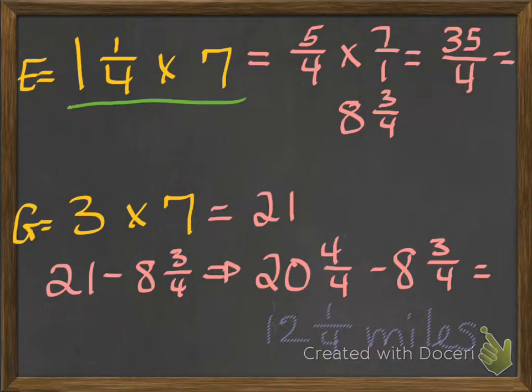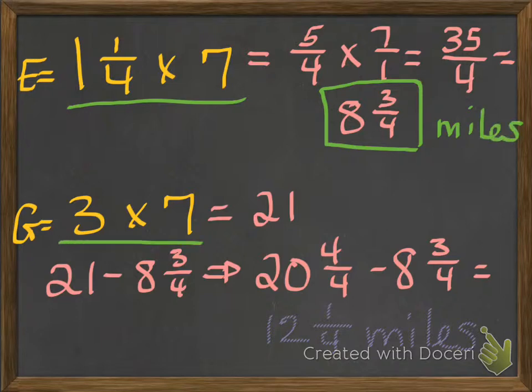So that's what I did here. I wrote down Ethan ran 1 1/4 miles times 7, and then when I did all the math for that, I ended up with 8 3/4 miles. So he ran 8 3/4 miles in 1 week. Gunnar walked 3 miles times 7. That was pretty easy. That equals 21 miles. Now I'm going to subtract 21 miles minus 8 3/4 miles.